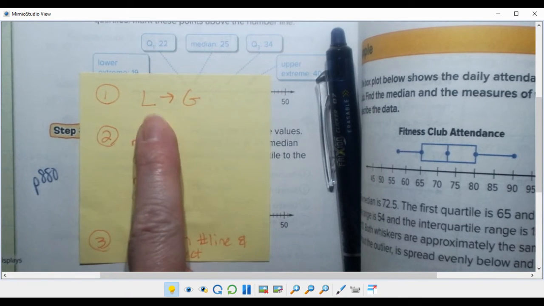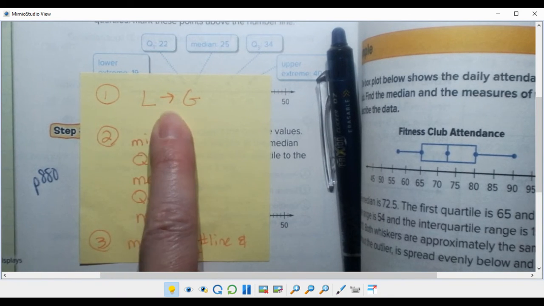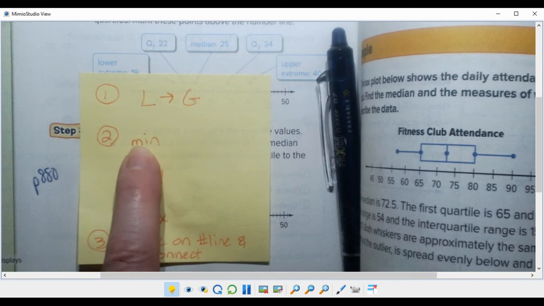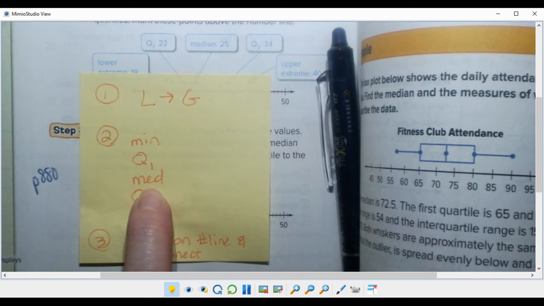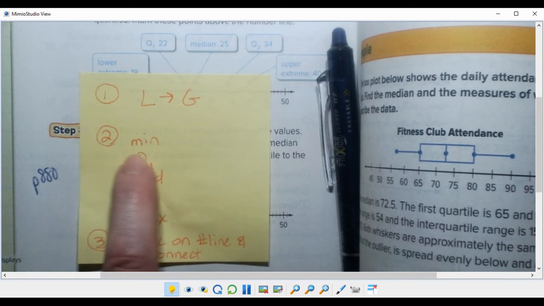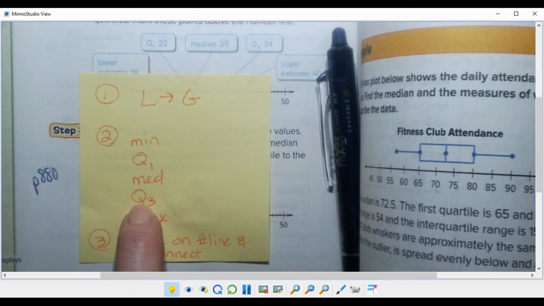You first put your numbers in order from least to greatest. You then find the 5-number summary. The smallest number on your list, the minimum. The greatest number on your list, the maximum. The median, the number smack dab in the middle. And then the median of the lower half of the data, sometimes called Q1, first quartile, lower median, and the median of the upper half of the information, sometimes known as Q3, the third quartile, the upper median.